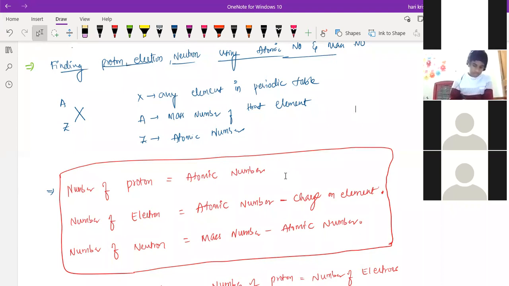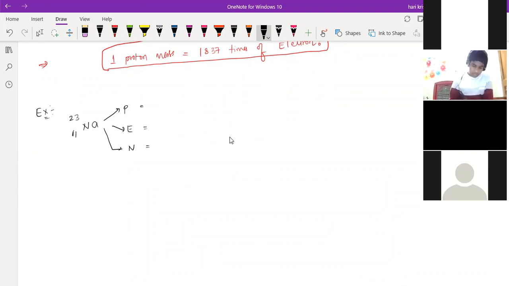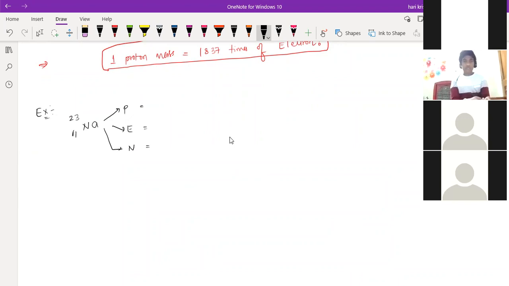Listen here. The number of protons is the atomic number, which is the subscript, 11. The number of neutrons is equal to the mass number minus the atomic number, so 23 minus 11 is equal to 12.